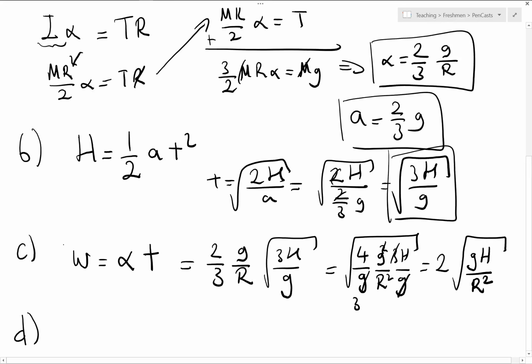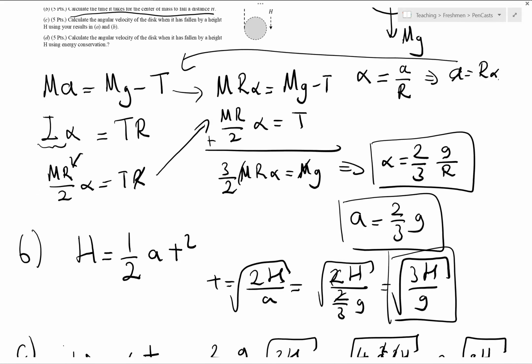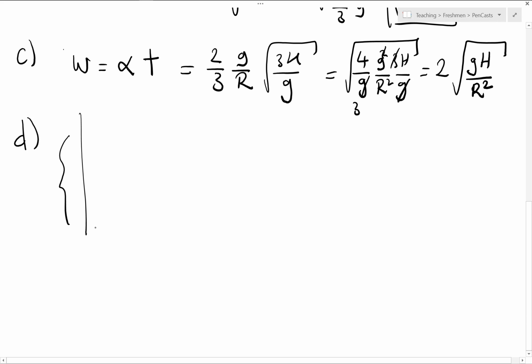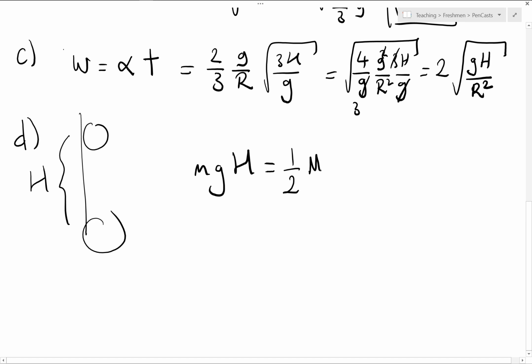How about part D? What does this ask? Calculate the angular velocity of the disk when it has fallen by a height h using energy conservation. So if I actually fall by a height h, so this is my initial position, the initial potential energy mgh must be converted into 1/2 m v squared plus 1/2 I omega squared. Now, these are the same m, so let's write them carefully. I we are already given as m r squared over 2. So now m is cancelled. It's nice.